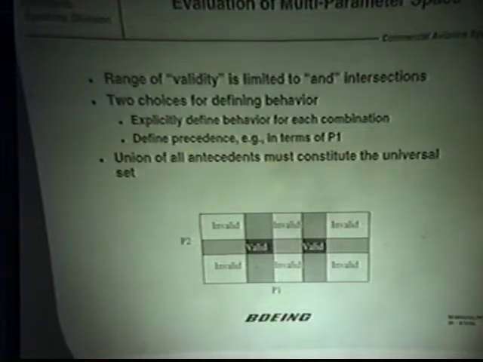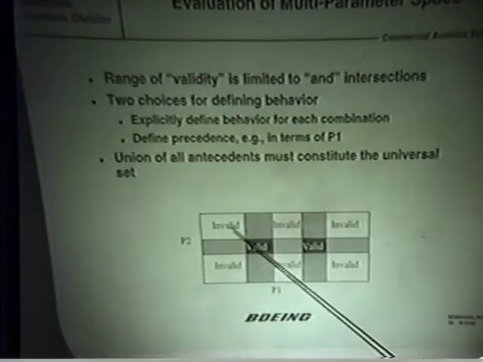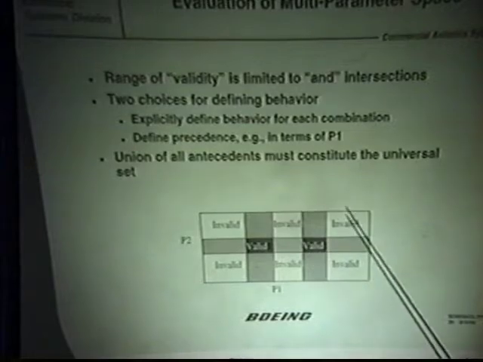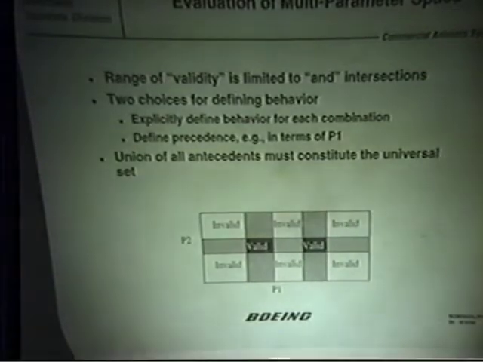And again, the behavior associated with each of these points of invalidity can always be the same. Shut down. Whenever P1 or P2 is invalid, turn off. Shut down. Don't do anything. Or you may choose to have a separate behavior depending on the specific range of the parameter.